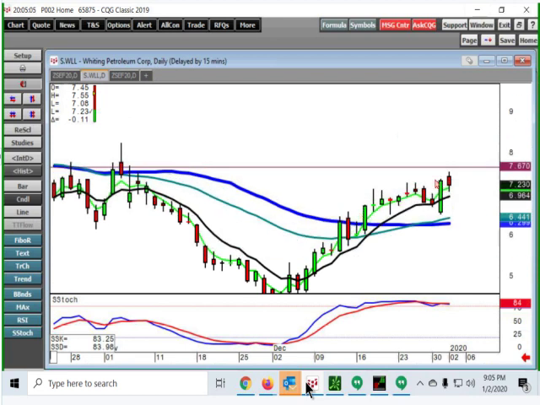Another one with a bullish engulfing uptrend. What do we do on something like this? Very simple. All we can do is stay long as it doesn't close below the T line.